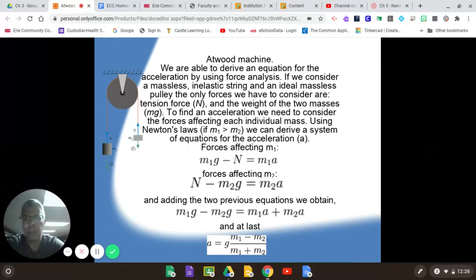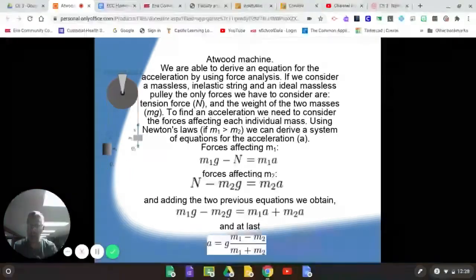All right, last video for chapter 3, the Atwood machine. Atwood was a pretty cool physicist, and basically what he did was he took two masses, one here, one here. He put it over a really, really well-built pulley. When the two masses were equal, and he let go of them, they would just sit there.